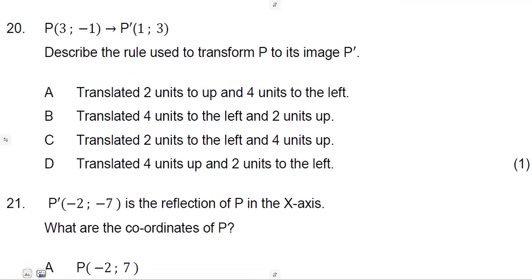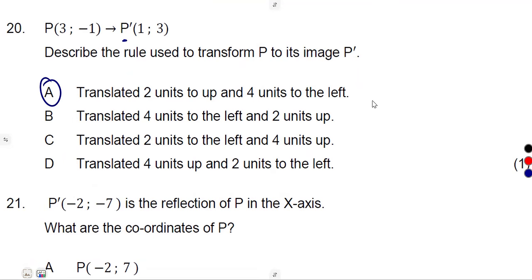All right. The point P is transformed to its image. Describe the rule used by transformation P to its image. All right. A, translated 2 units up, 4 units to the left.